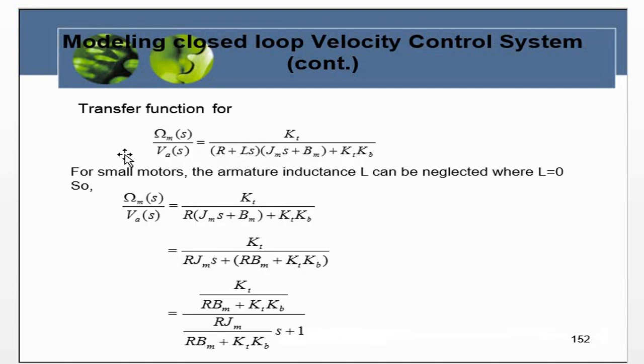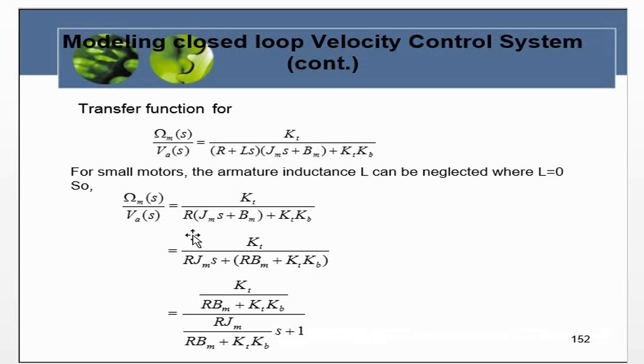The transfer function for the previous system, that is ωms per Va(s), is equal to Kt per [(R + LS)(JmS + Bm) + KtKb]. For a small motor, the armature inductance L can be neglected, where it equals 0, and then we get the simpler one: ωms per Va(s) is equal to Kt per [R(JmS + Bm) + KtKb].